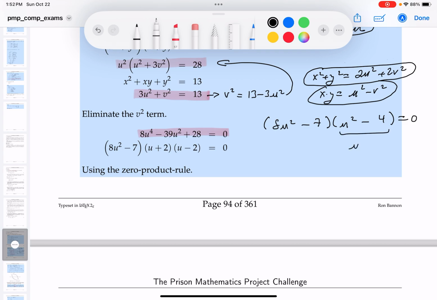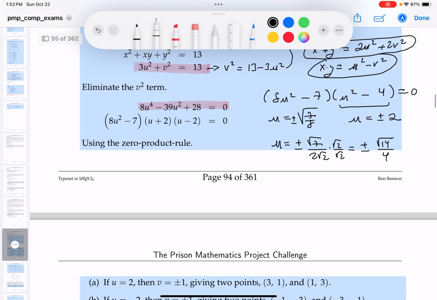This guy over here, u would have to be equal to plus or minus 2. And over here, u would have to equal, well, let's see, add 7 and divide by 8, so the square root of 7/8, but it's plus or minus that. Now I want to write it a little differently. I'm going to write it as root 7 over the root of 8, and the root of 8 is actually 2 root 2. I can multiply top and bottom by root 2. And what do you get? Plus or minus root 14 over 4.